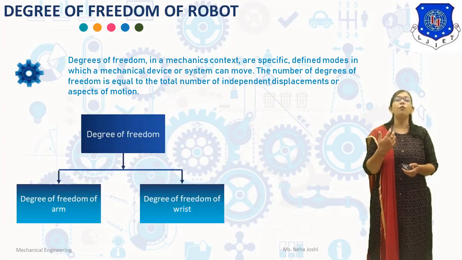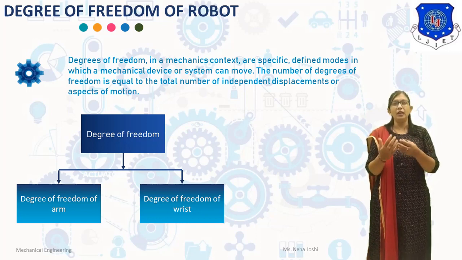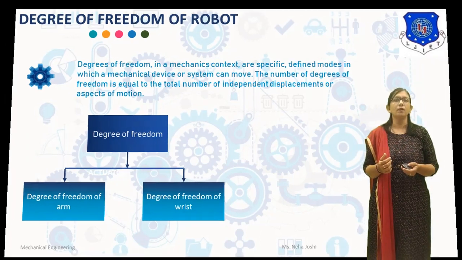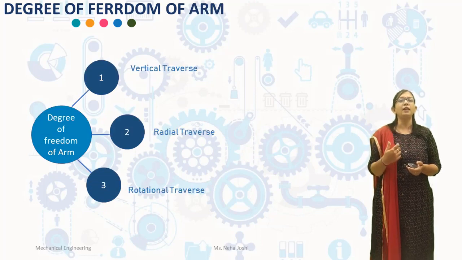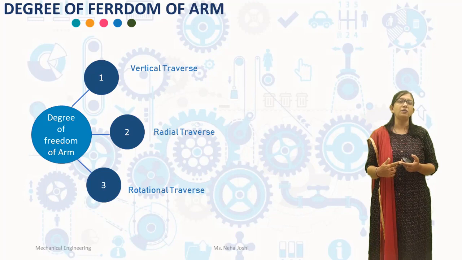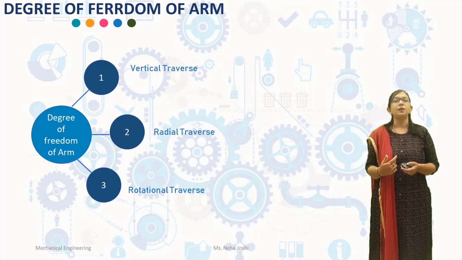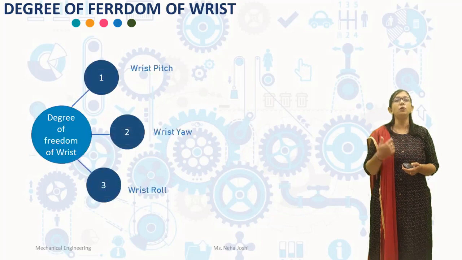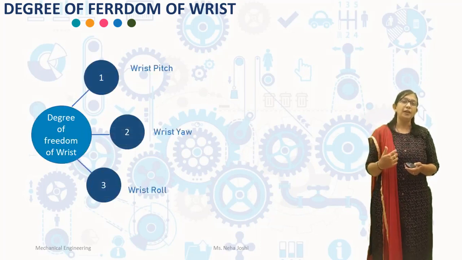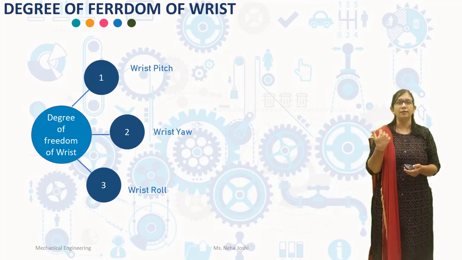Now, degree of freedom of robot can be divided into two categories, that are degree of freedom of arm and degree of freedom of wrist. Now, degree of freedom of arm is further divided in three categories. First one is vertical traverse, second one is radial traverse, and third one is rotational traverse. Now, degree of freedom of wrist is further divided into three categories, wrist pitch, wrist yaw and wrist roll. So, total degree of freedom is 6, 3 of arm and 3 of the wrist.